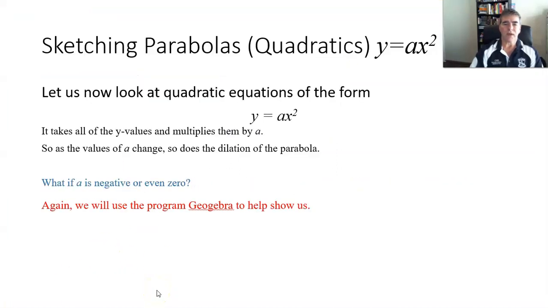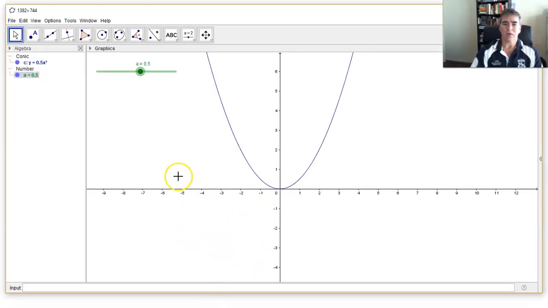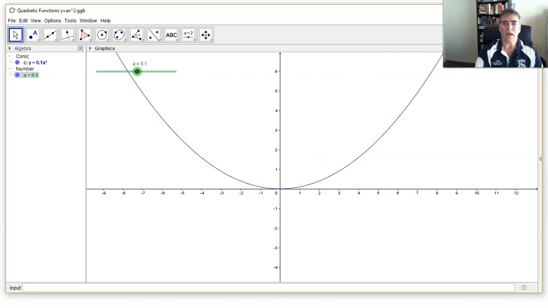So now that we've looked at that, what actually happens if A is a negative number or even 0? So again, I'm going to open up the GeoGebra program, and we've got here again our parabola and our A value. We're going to actually have a look at, first of all, what happens when A becomes 0. So we notice the dilation change there.